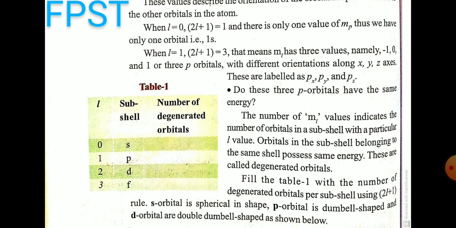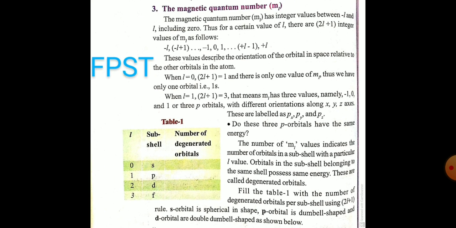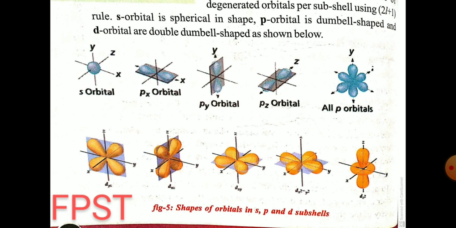Okay. For the first shell, n is equal to 1, L is equal to only 0, that is the s subshell. There will be only one orbital, that is the s orbital. Only one subshell, one orbital. That's why it is called the 1s orbital. It will be spherical in shape.